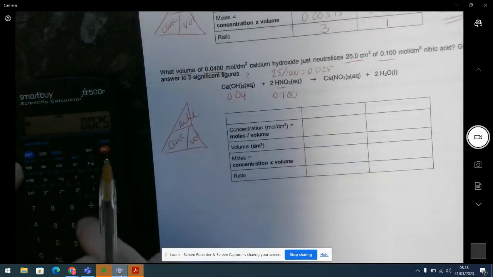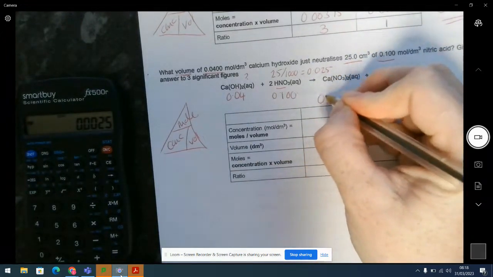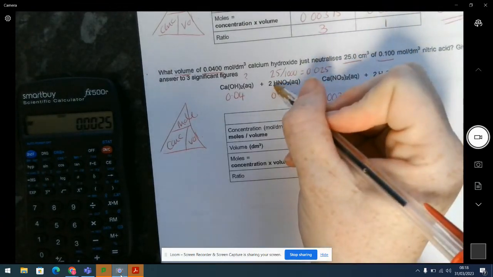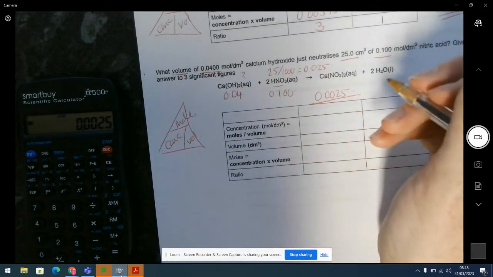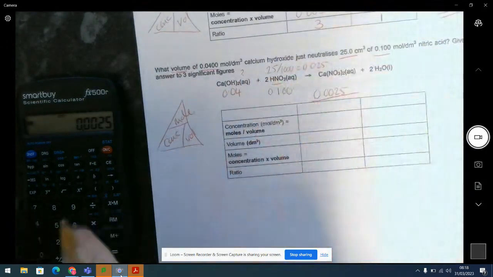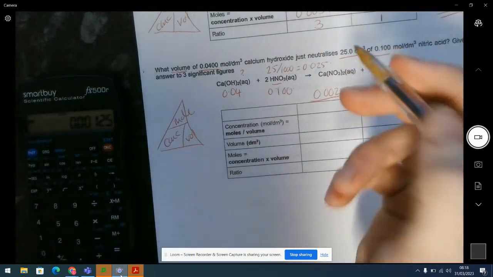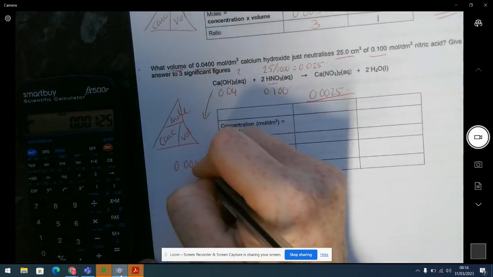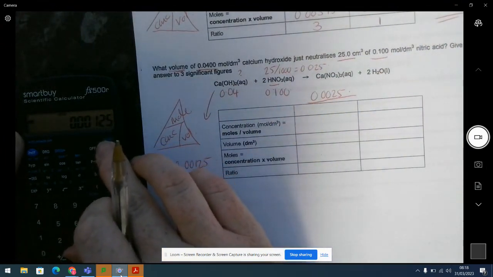So 0.025 times by 0.1 gives me 0.0025. And I know from the original equation that this is a 2 to 1 ratio. So I have to divide that by 2 in order to get the value for this moles over on this side. So I'm dividing that by 2. And that gives me a mole value over here of 0.00125. Now don't forget, you'll have a whole load of space that you can write this information down on.